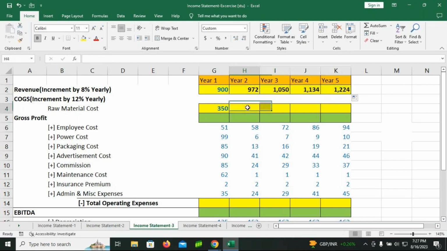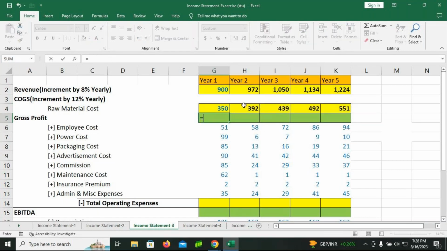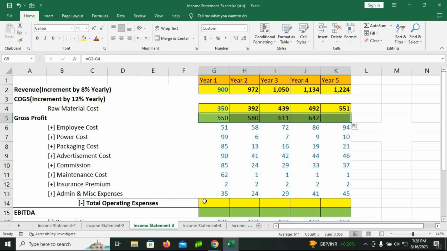For COGS, they are telling an increment of 12%. So I'll take the value equals COGS into, open the bracket, 1 plus 12%. Close the bracket, enter, come and drag it towards the right. I have done the fill series. Here it is 900 minus, so revenue minus COGS. This is my gross profit. Now operating expenses, alt equals.